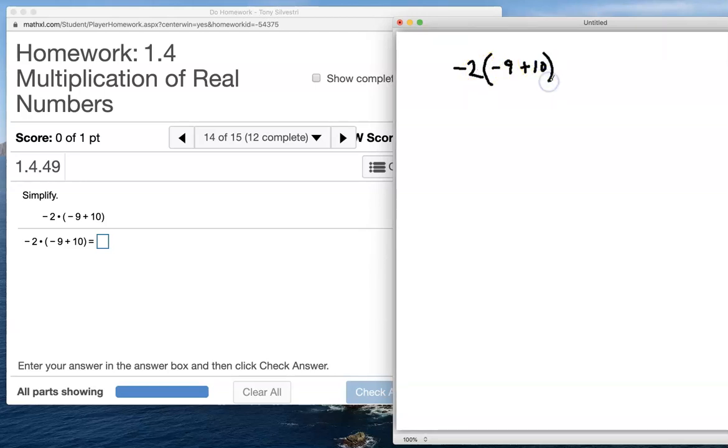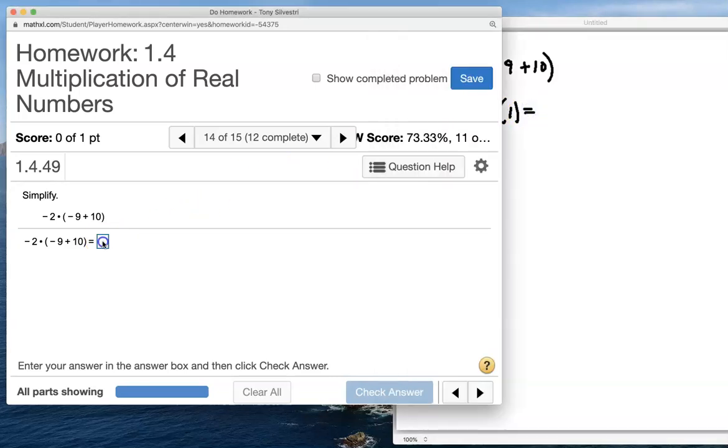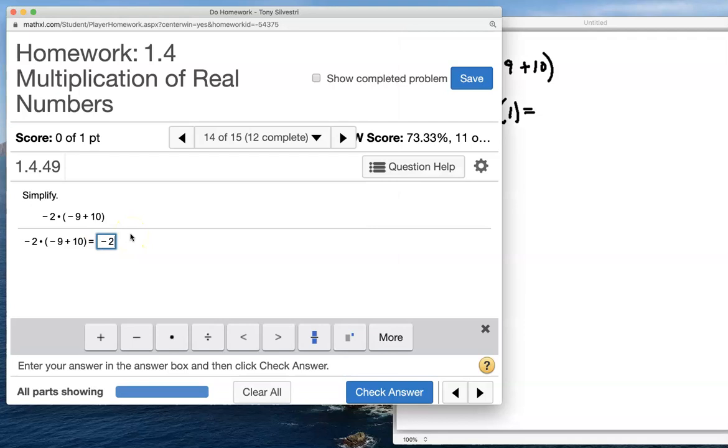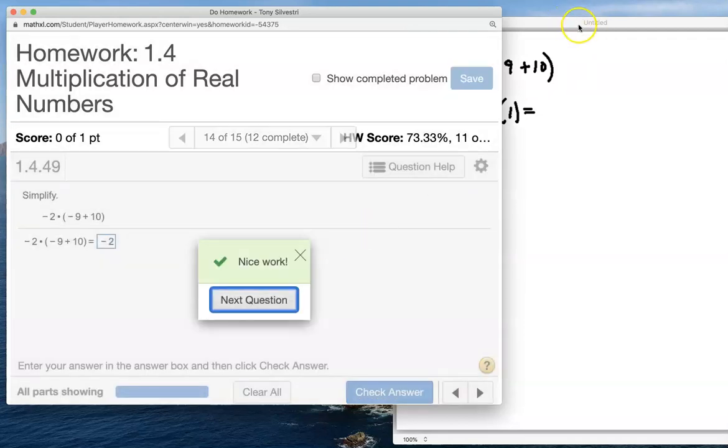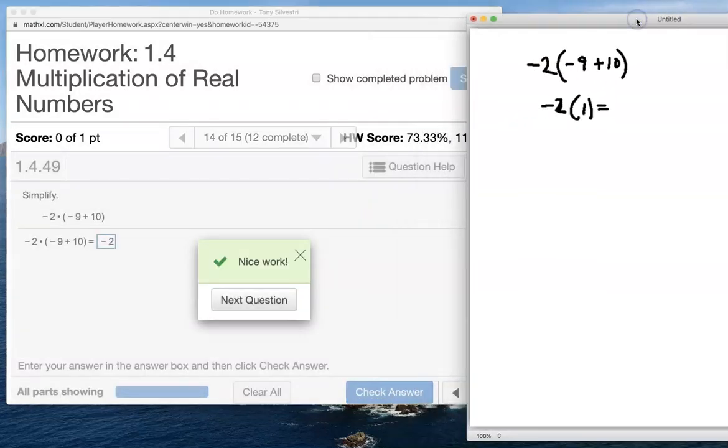Now to do this problem, I see a set of parentheses. That tells me I have to do the addition first. So do what's inside here. Negative 9 plus 10 is what? 1. The number 1. Okay, that's what's inside there. And now you have to multiply those two to give you negative 2. Negative 2 is your answer. Okay, so remember, you got to remember your order of operations.